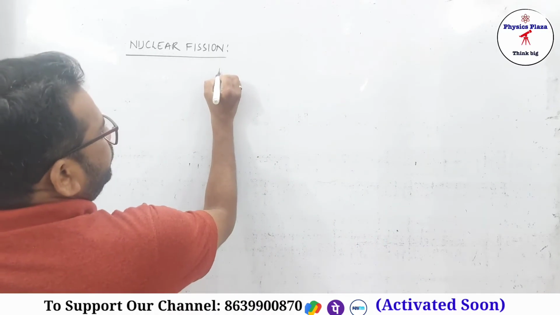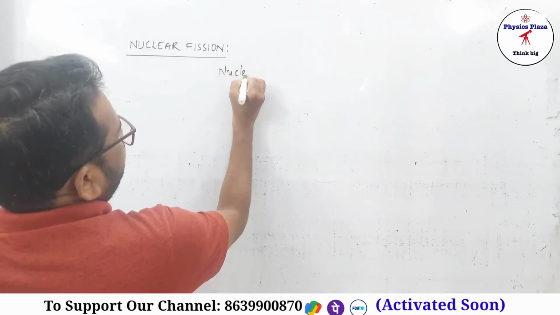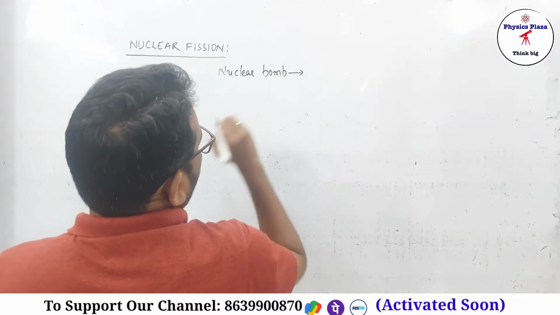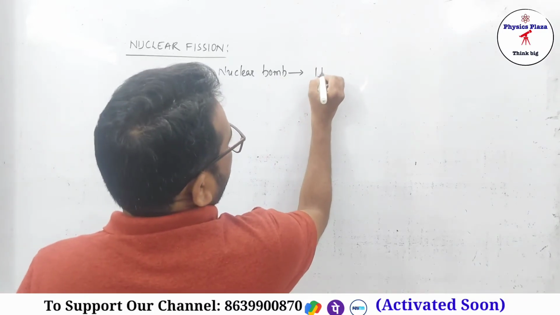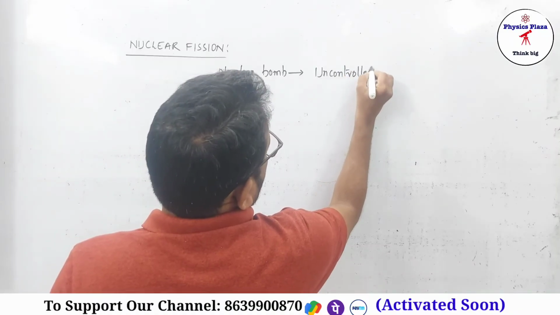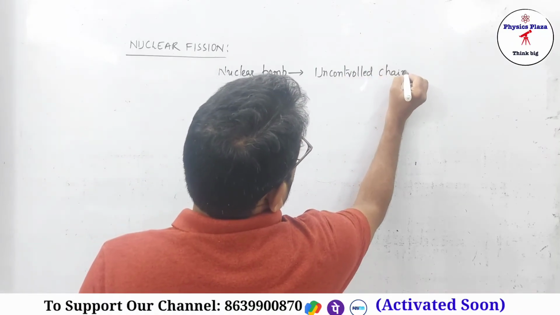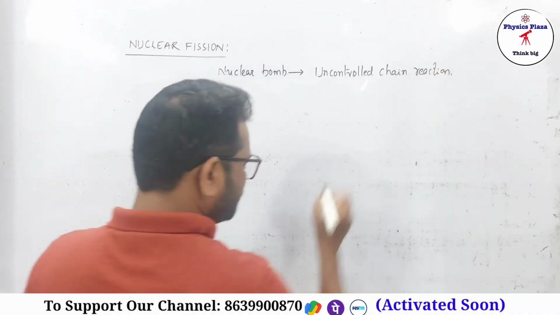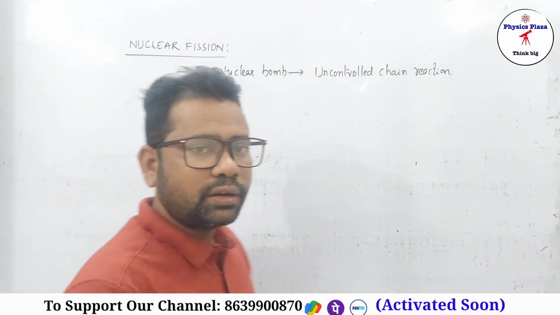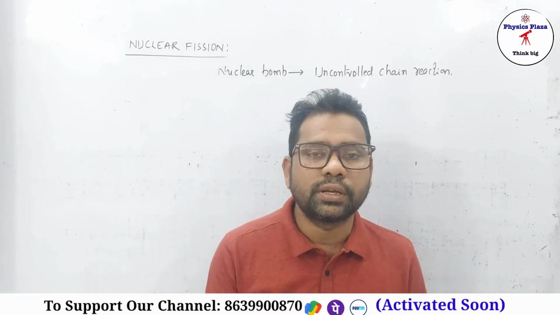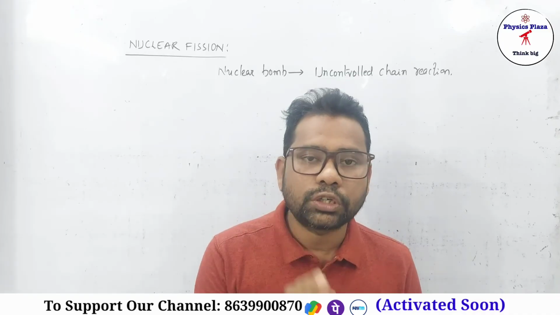So a nuclear bomb, children, works on what? Uncontrolled chain reaction. It is destruction, it's not for a good cause, it's a bad cause, I can say that. But children, as we know, 3 neutrons are released, and moderators such as heavy water and graphite are used.